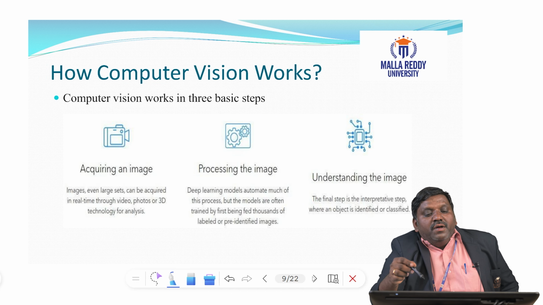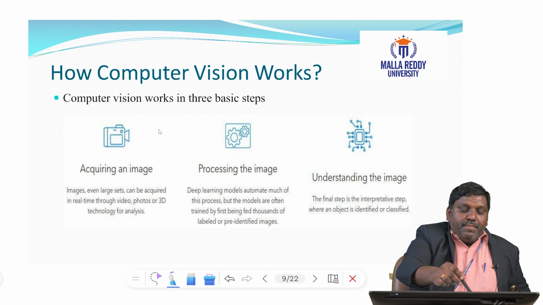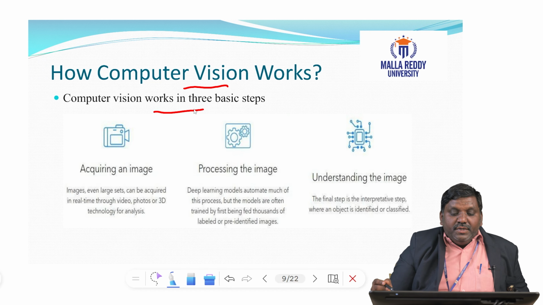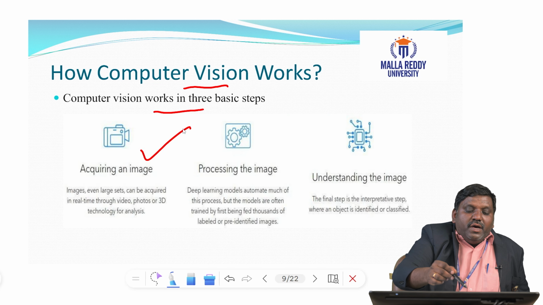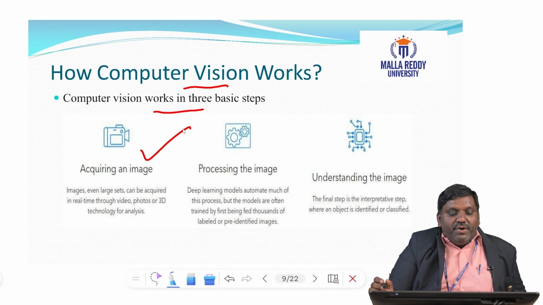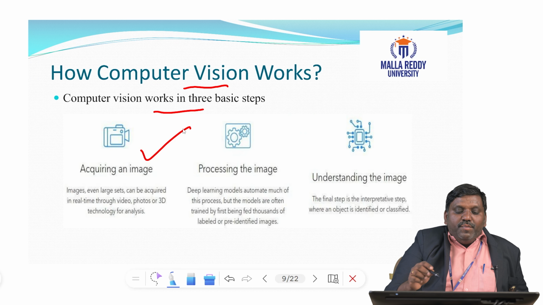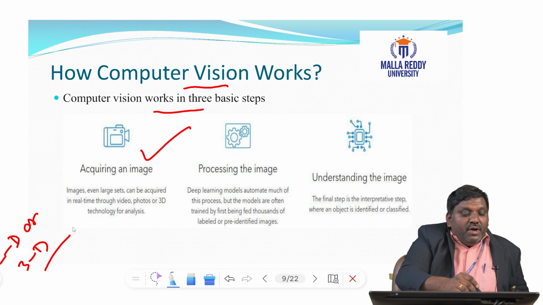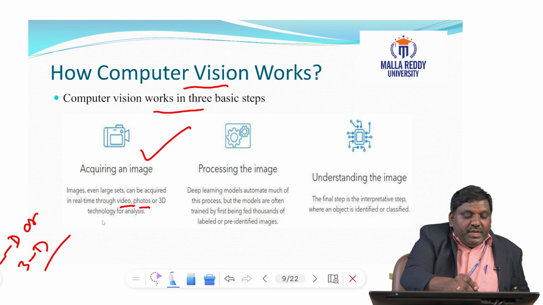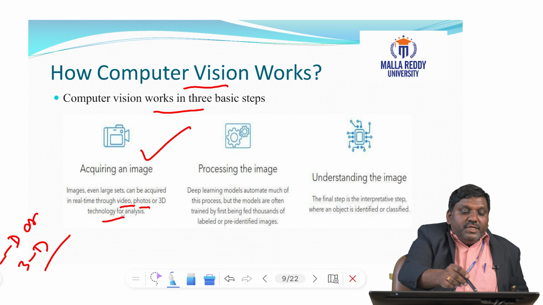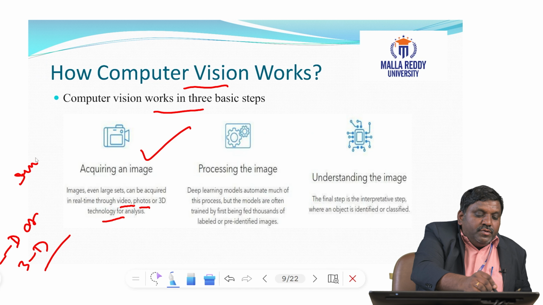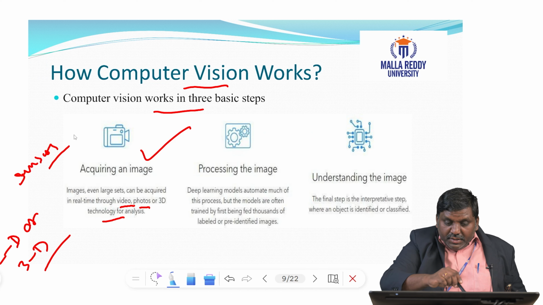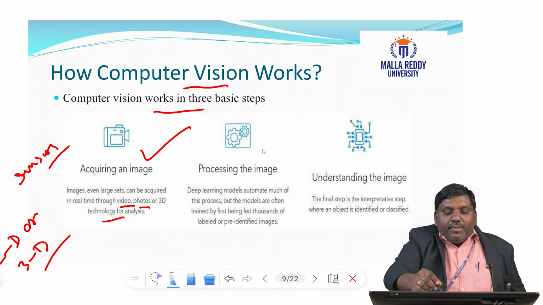The same thing only. Here I am going to explain how the computer vision system will work. Here it will acquire an image. The image is acquired with the help of cameras. Either it may be a 2D image or 3D image, etc. The image may be in the form of video or photos or any technology. This is captured with the help of sensors.